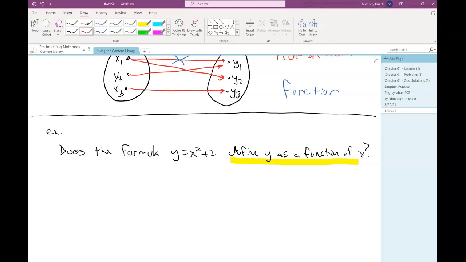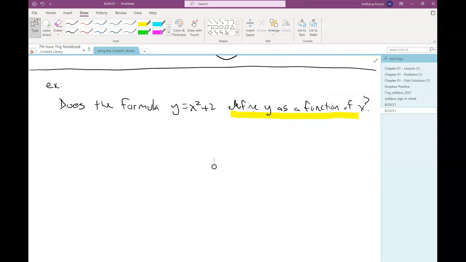Okay, so is it easy to look at a formula and tell it's a function? No. Is there another representation for that formula that might make it easier to tell if it's a function? Graph. Yeah, looking at its graph would be much easier to tell if it's a function or not.